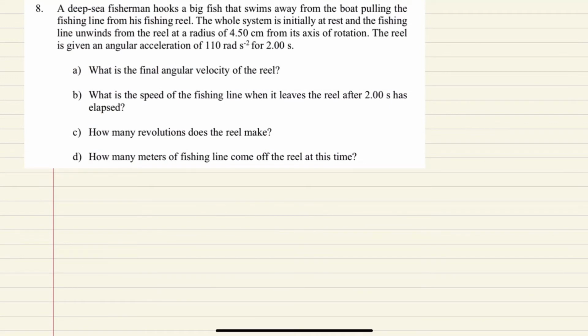Okay, so the next question is question number 8. A deep sea fisherman hooks a big fish that swims away from the boat, pulling the fishing line from his fishing reel. The whole system is initially at rest. The fishing line unwinds from the reel at a radius of 4.5 cm. The reel is given an angular acceleration of 110 for 2 seconds. What is the final angular velocity, the speed of the fishing line, how many revolutions, and how many meters? Okay, so those are the questions.